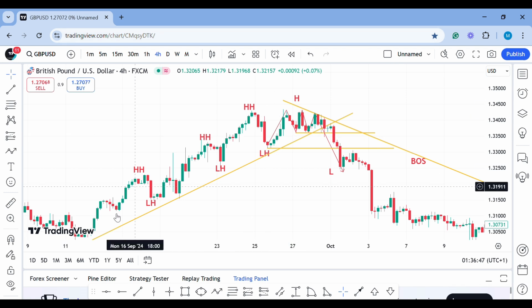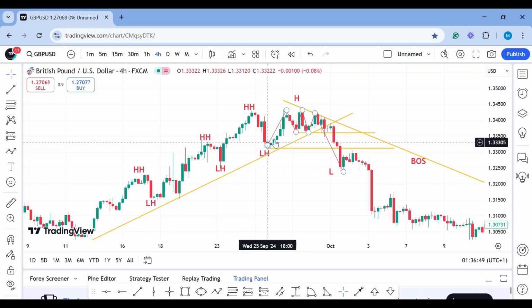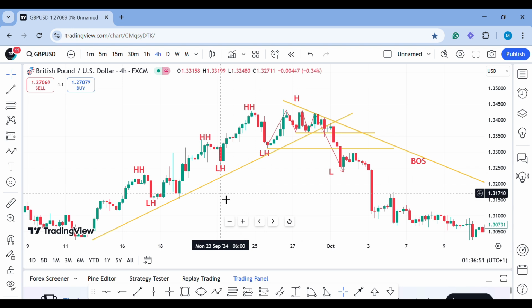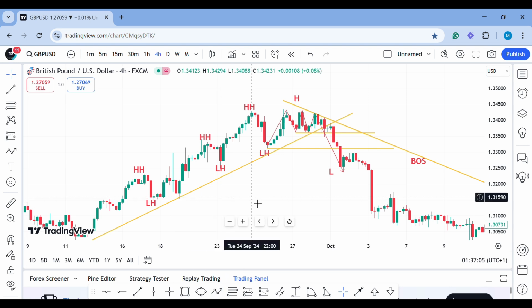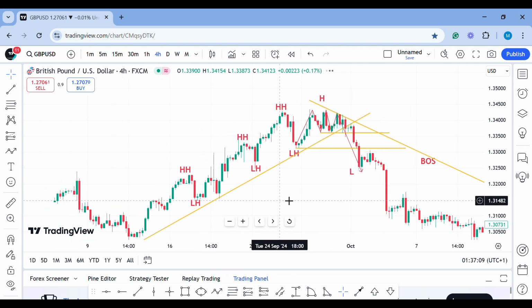This is the major structure. You can see the major structure here. And now let's identify the minor structure. The minor structure is the structure inside the major structure. If you say these are our highs, higher high, higher low, then let me use the bar chart to differentiate it clearly so that we'll understand.